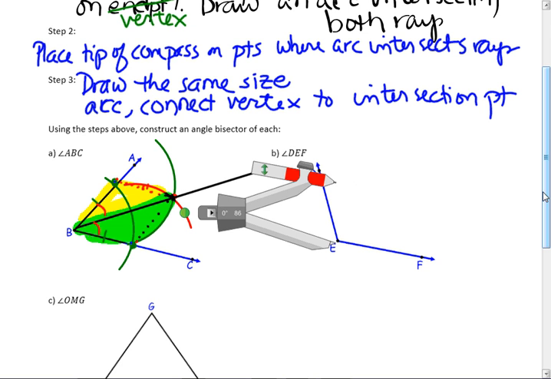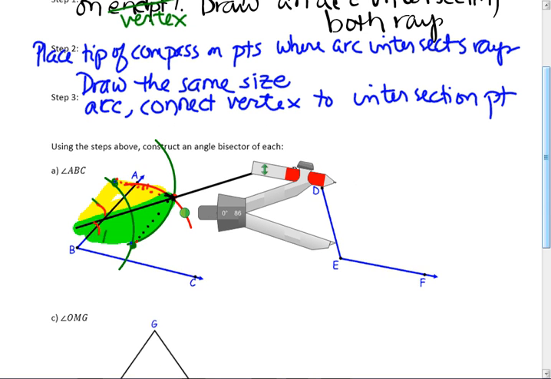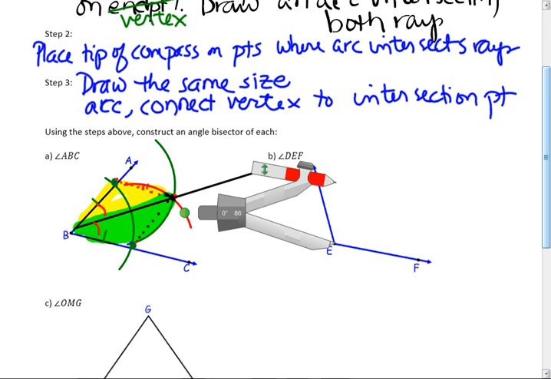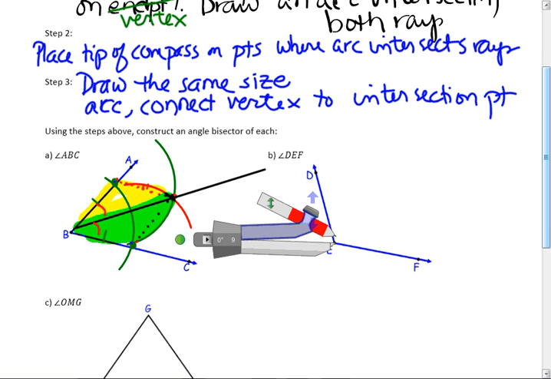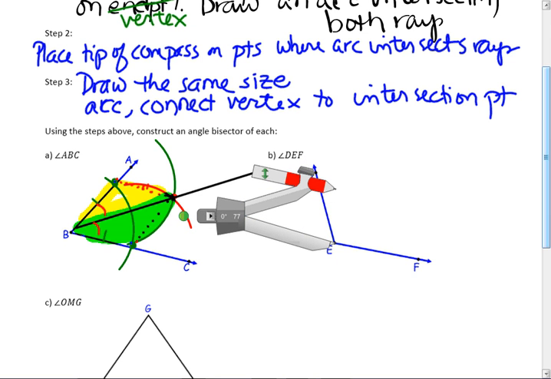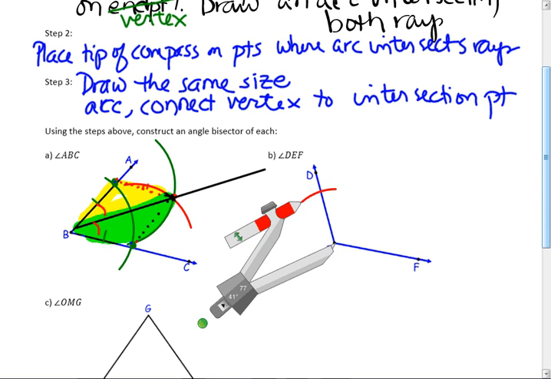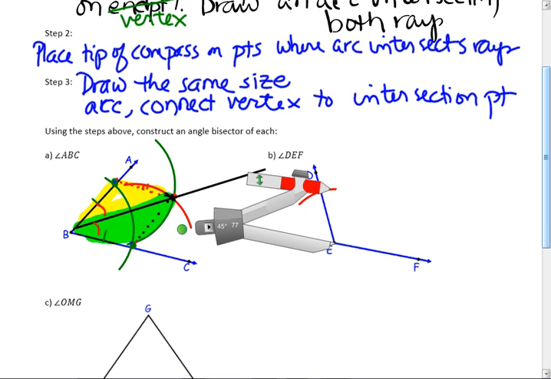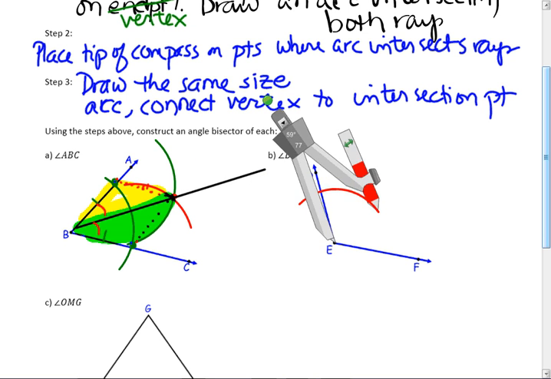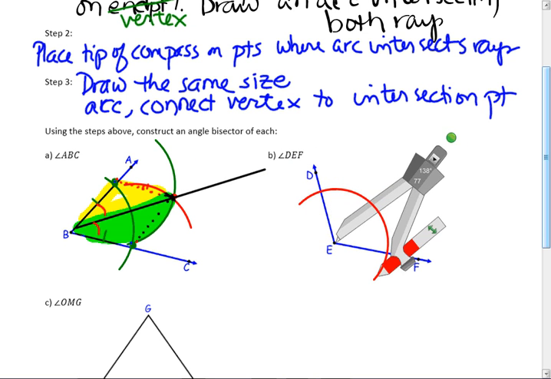Okay, it doesn't matter how big an arc you make, but if you make it really small, don't do that. If you go in here, it's going to be hard to work with. So make it big enough so you can work with it. And then we're going to rotate that. There's that one. I could pick it up. I'm just going to draw the complete arc. And there's that one.